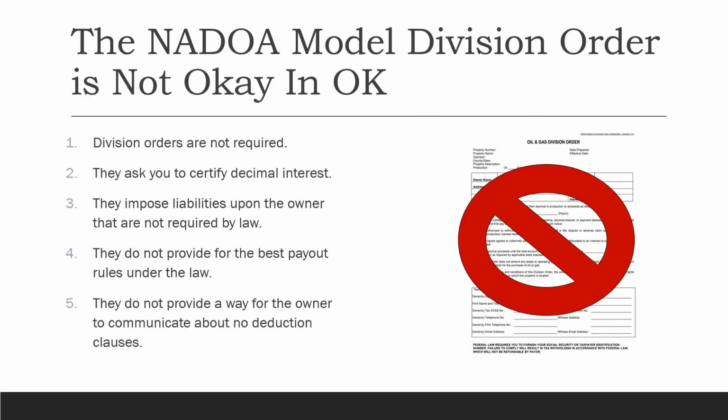So to recap, the NADAO Model Division Order is not okay in Oklahoma. Number 1, division orders are not required whatsoever in Oklahoma. Number 2, they ask you to certify a decimal interest that you don't have the information or training to do so. Number 3, they impose liabilities on the owner that are not required by law. Number 4, they do not provide the best payout rules under the law. And number 5, they don't provide a way for an owner to communicate about no deduction clauses.